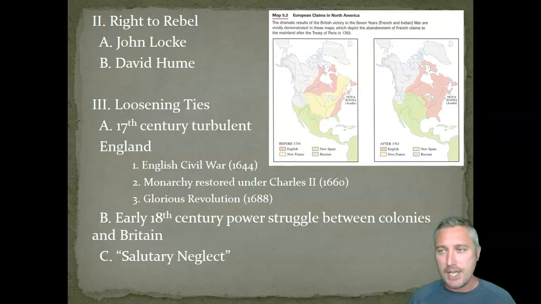What John Locke is saying here is that when the government oversteps their bounds, they have violated the social contract between people and the government. We are the ones who give government its power. It's not the other way around. The government does not give us our rights.